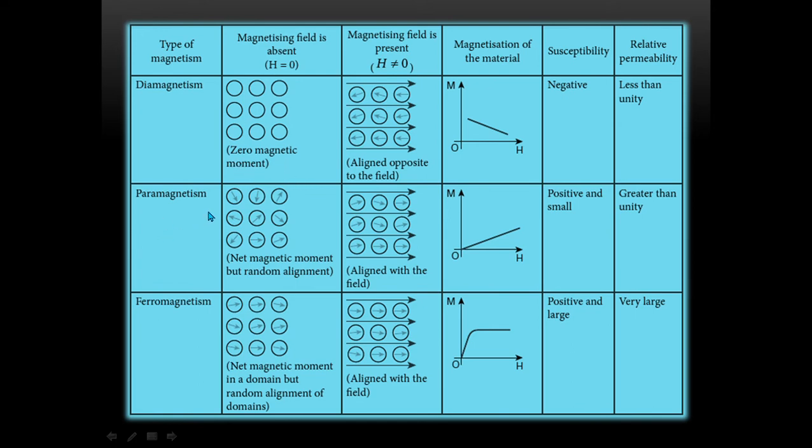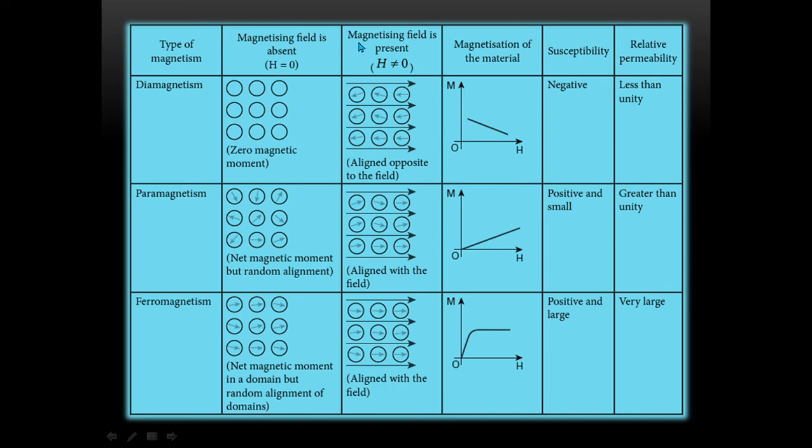For paramagnetism, there is a net magnetic moment but random alignment. This is the random alignment. This picture indicates the random alignment when the magnetizing field is absent. Then the last one, for ferromagnetism, there is a net magnetic moment in a domain but random alignment of domains.